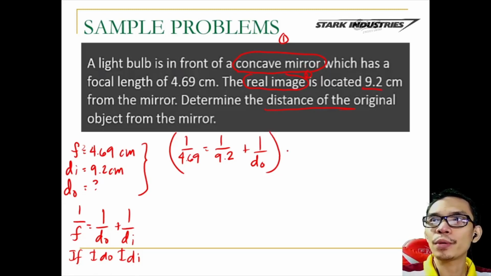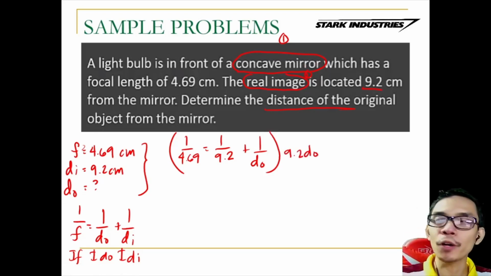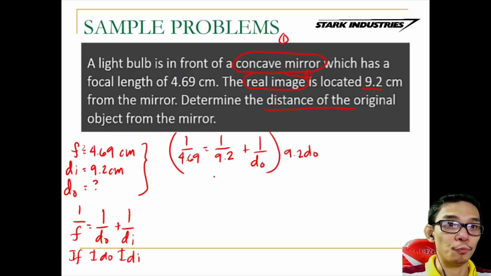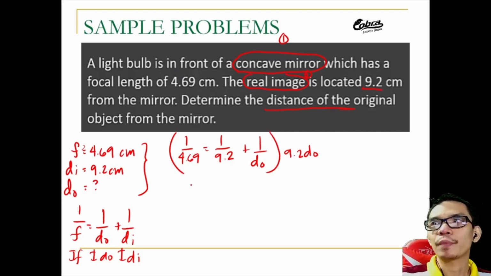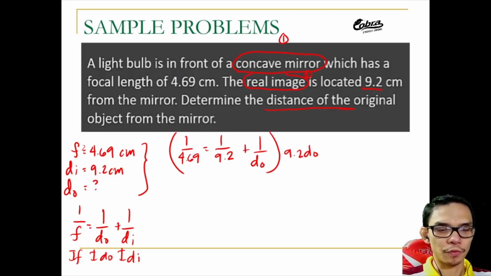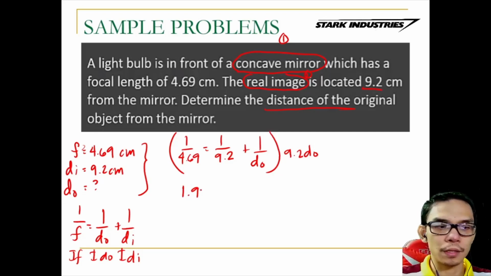So we have right here the 9.2 d sub o. That is the 9.2 d sub o. Then we can proceed now. So 9.2 divided by 4.69 over 4.69, so we have right here 1.961 d sub o.